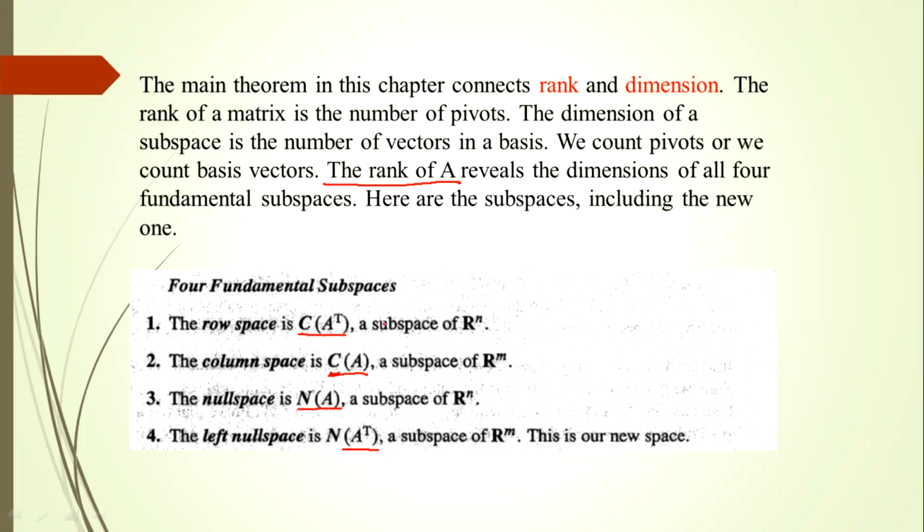Those are the 4 subspaces, and we will check why some of them are subspaces of Rn and some of them are subspaces of Rm. Here A is the general size, M by N. We will check it later. Don't be confused. Matrix A is in M by N format, which means M rows and N columns.